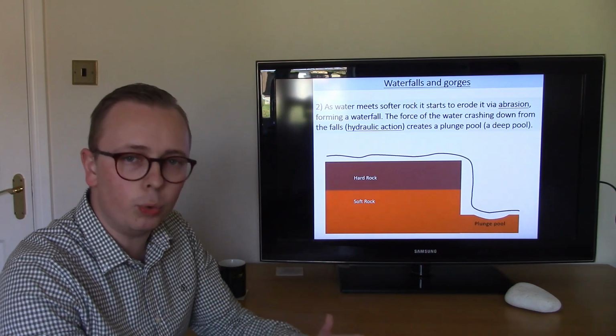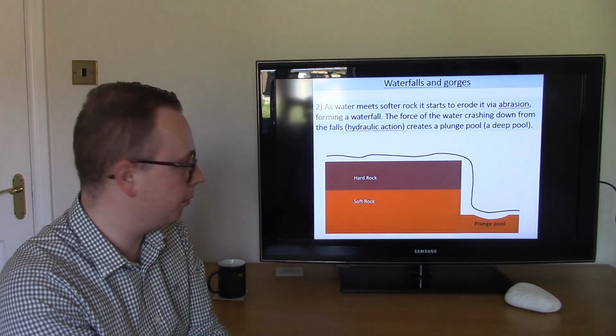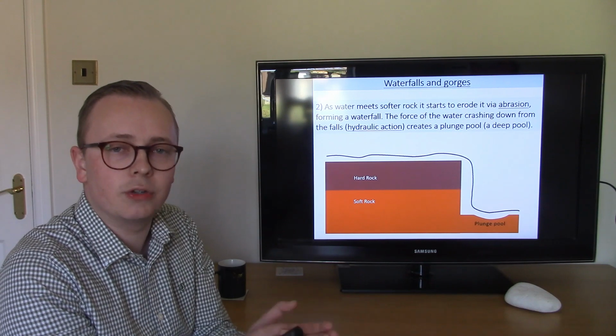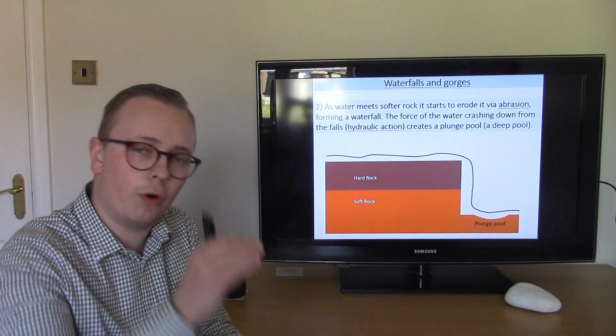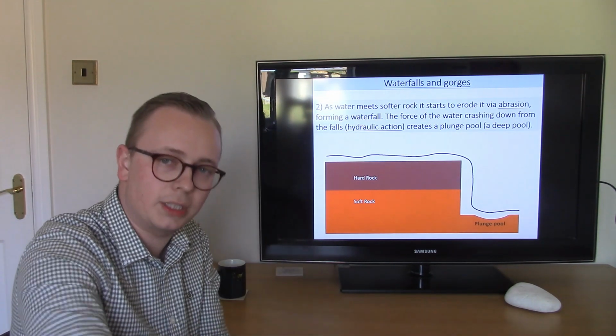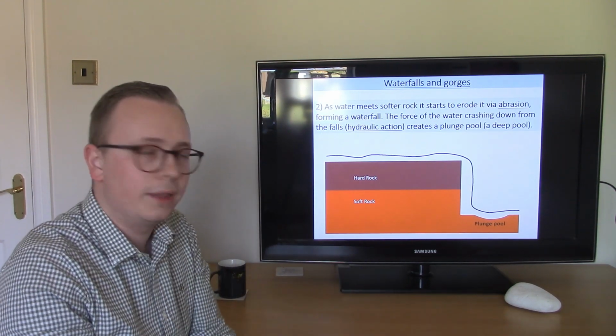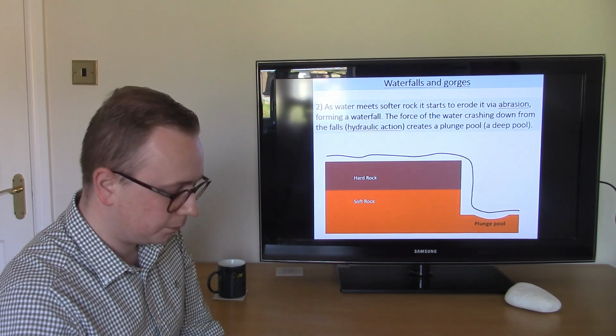Now, another sub-feature is created here at the bottom of the waterfall called a plunge pool. This is a deep pool of water that we see at the bottom that's created as a result of hydraulic action. The force of the water falling over the edge of the waterfall and crashing into the soft rock below carves out this deep plunge pool.